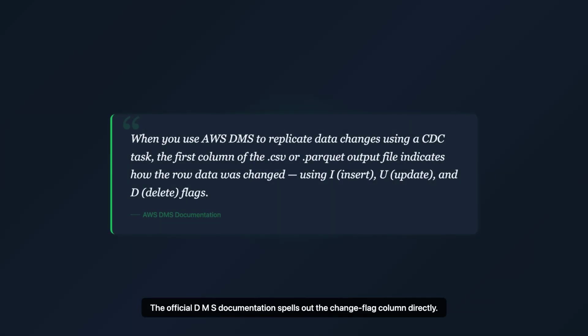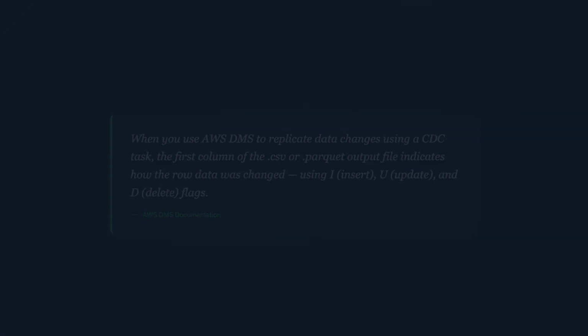The official DMS documentation spells out the change flag column directly. When DMS replicates ongoing changes through a change data capture task, the first column of every output file marks how the row was changed: I for insert, U for update, D for delete. That single column is what your Glue merge job reads to decide whether to append a new row, modify an existing one, or remove it from the curated target.